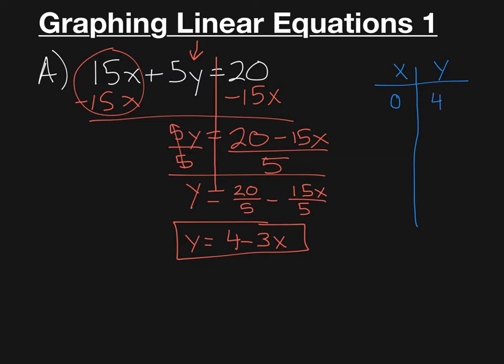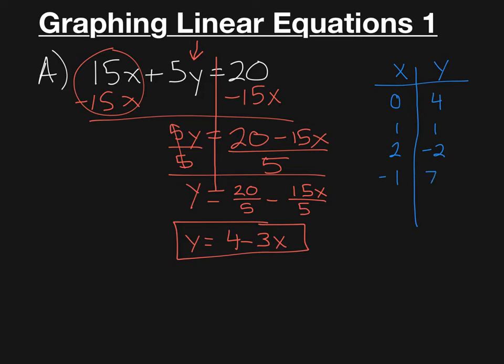Okay? I can use 1. Negative 3 times 1, that's just going to be negative 3. So I still have 4 minus 3 is going to be 1. Right? I can put in 2. Negative 3 times 2, that's going to be negative 6. So 4 minus 6 is negative 2. Right? I can even throw a negative in there. I could do negative 1. Negative 3 times negative 1 is positive 3. So this function here would become y equals 4 plus 3. So I would get negative 1 and 7.